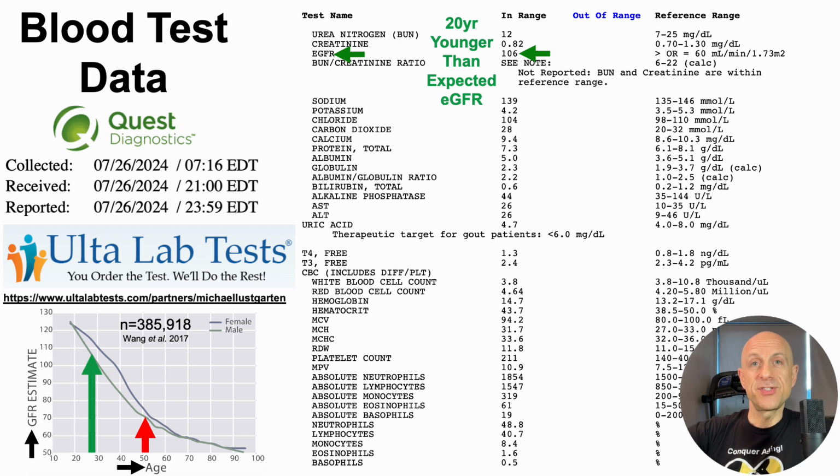Now, the other side of that story is that creatinine levels are proportional to muscle mass. My workout performance in terms of strength and everything else hasn't changed dramatically over the past few months.